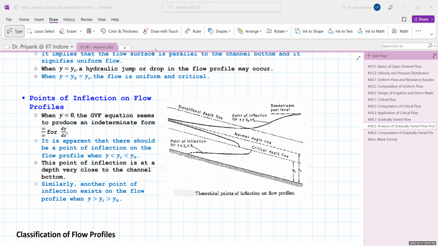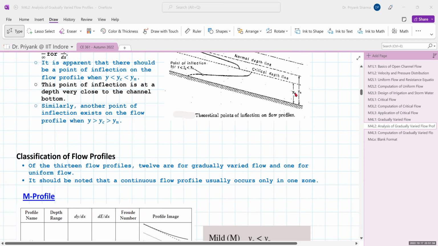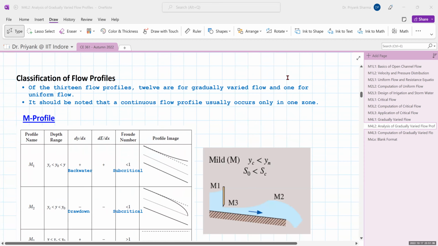Now let us classify the flow profiles. As we saw, there could be 15 combinations possible, but in reality only 13 combinations are possible. The two are not possible, that we will see which two are not possible. So there are 13 flow profiles which are possible, out of which 12 are GVF and one is for uniform flow. There is one condition which yields uniform flow only.